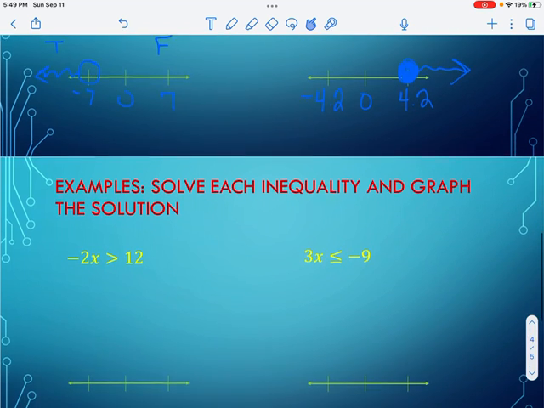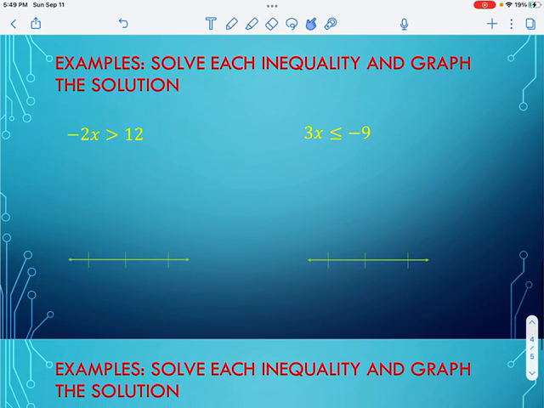Now let's go on. We're going to spend a little more time on the multiplying and dividing ones. So we start here on this first one. It says negative 2x is greater than 12. So I start off, draw my upside down T. Now, it's negative 2 times x. So to undo that, I'm going to divide by negative 2. That's going to get me x.